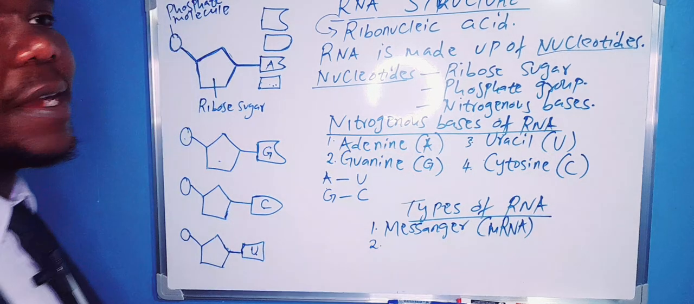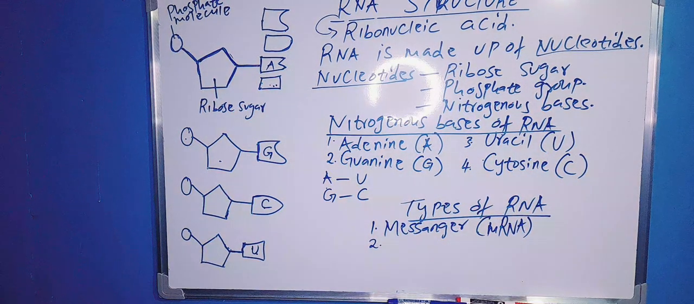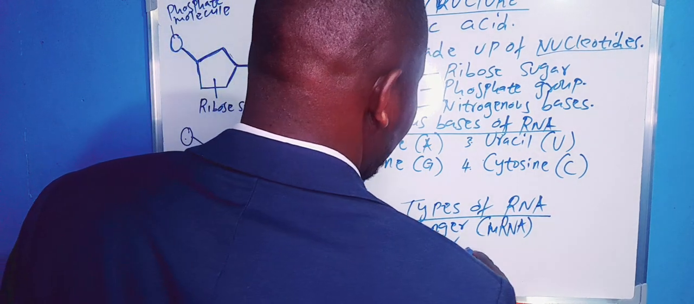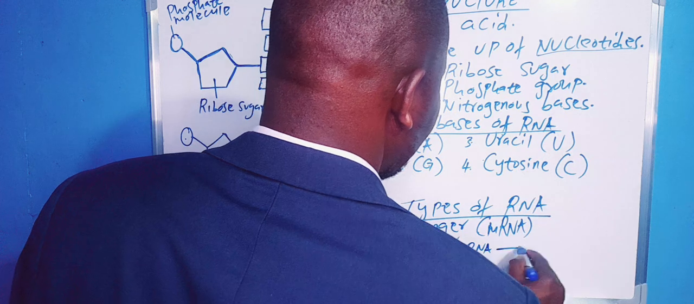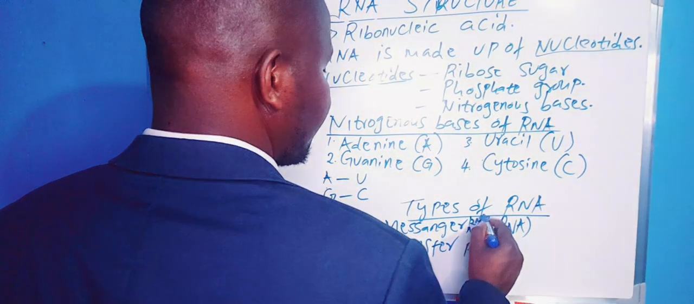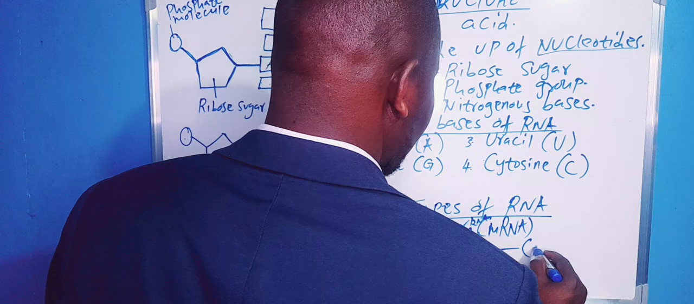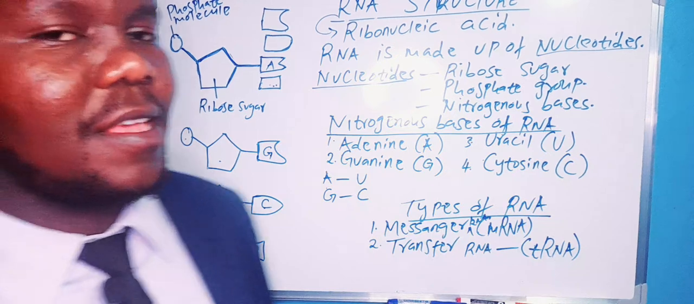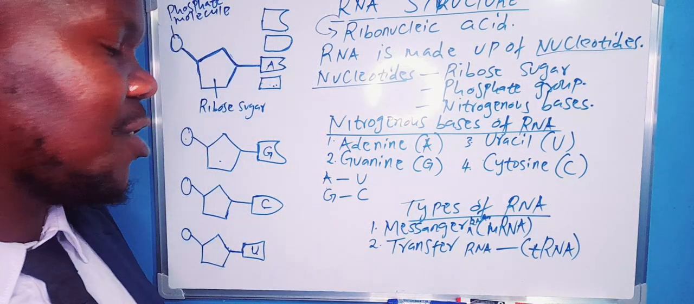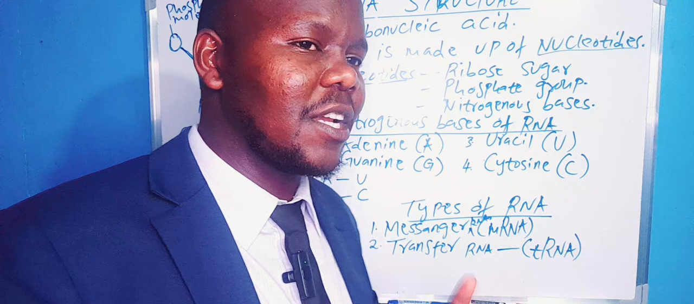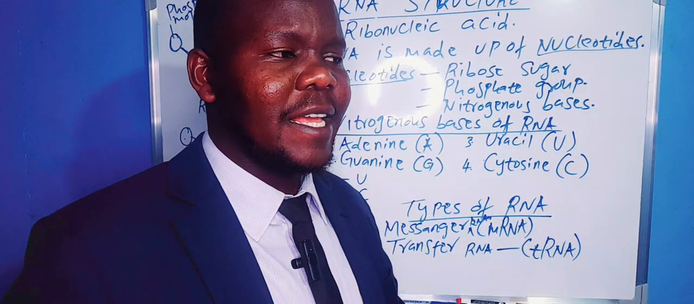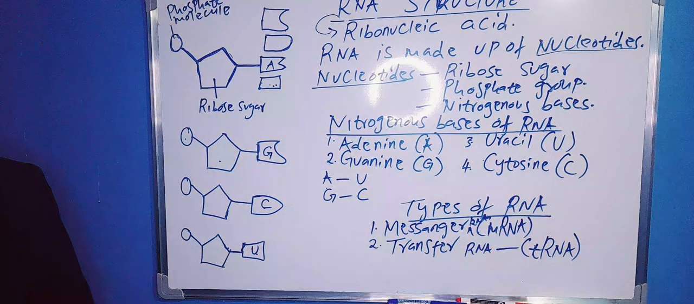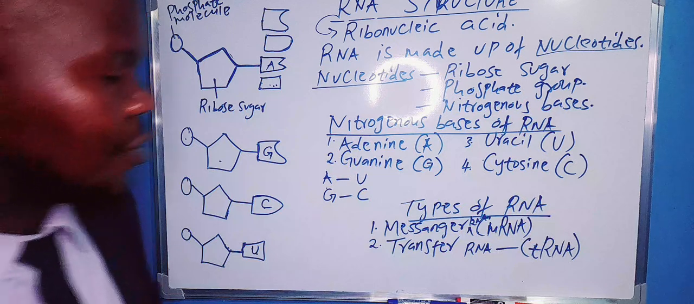Then we have the second one, and the second one is the transfer RNA. Our abbreviation for that is small t, then RNA. The transfer is just to carry the information. The messenger was to convey the information. Transferring is from this point to the next point: from the DNA to the cytoplasm, then to the ribosome. That will be done by the transfer RNA. The messenger is just a messenger, while this one is a conveyor.